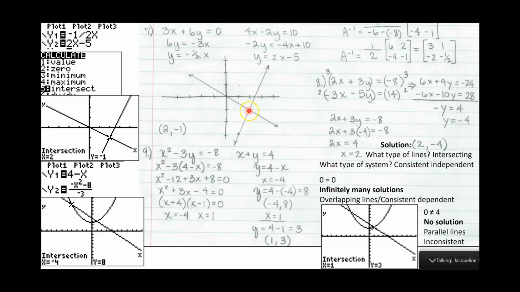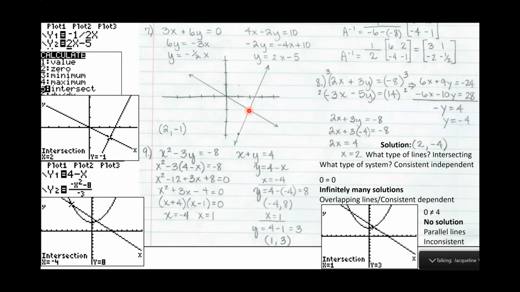Intersection, yes. That intersection right there is my answer, and that intersection is (2, -1). What you're going to put on your paper is the graph, and right below it there will be a line for you to put your answer. Your solution is your intersection, so you're going to put (2, -1) in the answer blank.